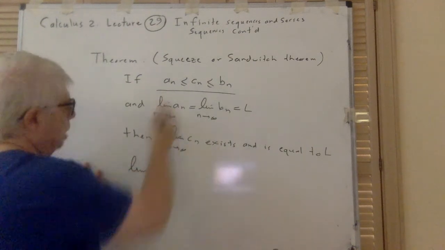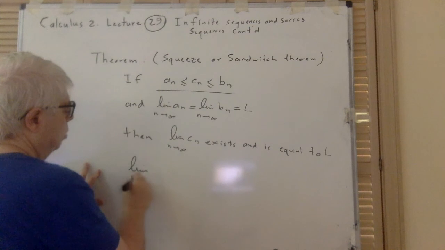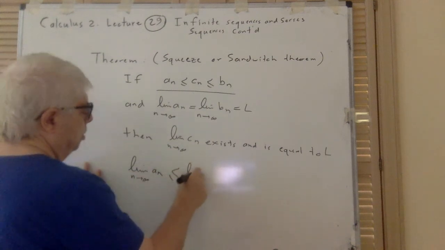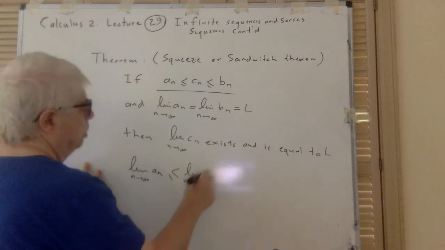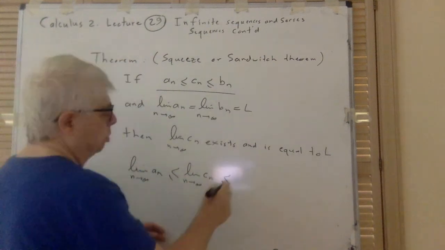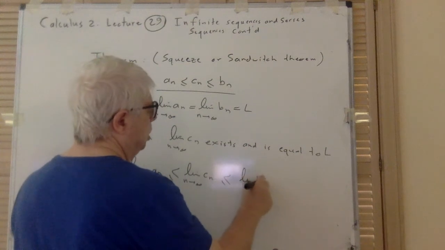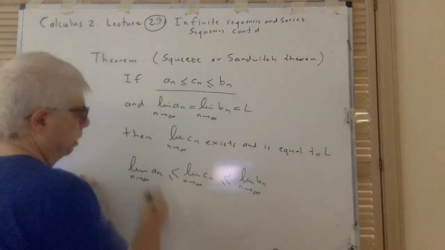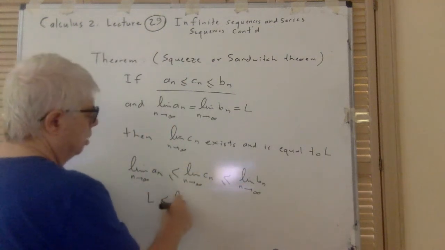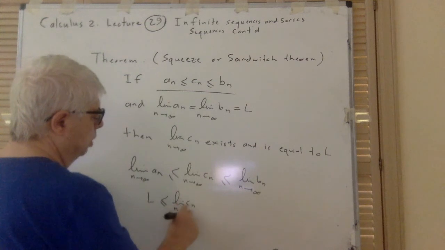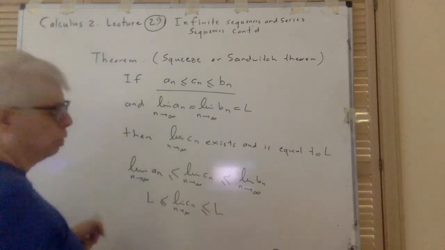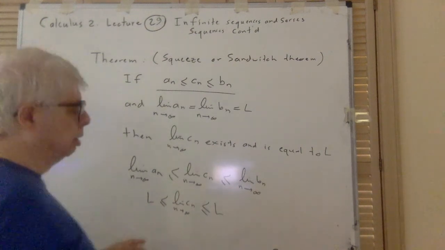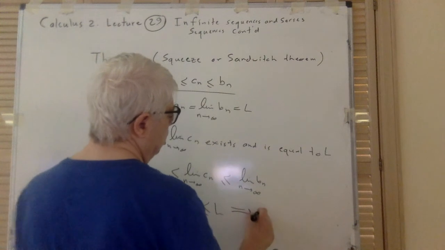So in the limit, we can say that the limit as n goes to infinity of an is also less than or equal to the limit as n goes to infinity of cn, which is less than or equal to the limit of bn as n goes to infinity. And if we can prove this, then L is less than or equal to the limit of cn as n goes to infinity, which is less than or equal to L. So what does this mean? This is bigger than L and less than L, so it is equal to L. That's the only way this can happen.